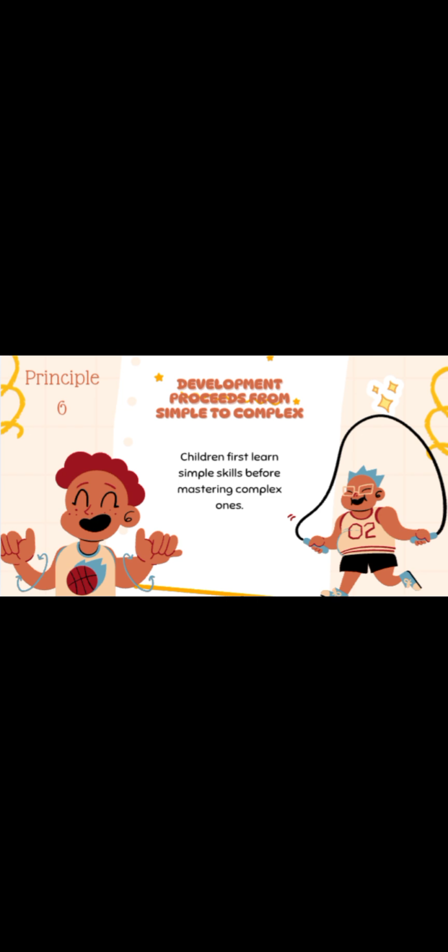Principle 6. Development proceeds from simple to complex. Learning builds gradually. Students master easy skills before moving to more difficult ones. Example: in mathematics, children first learn counting. Counting before addition, addition before multiplication, and multiplication before algebra.